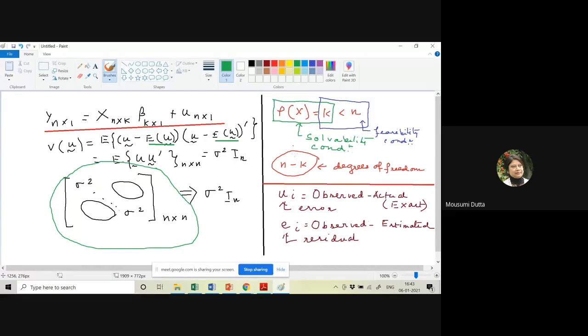Now, this can be presented by sigma square I n. If you take sigma square common from this matrix, we get the value 1 along the diagonal, and all off-diagonal terms are equal to 0. So we are getting sigma square I n. Is it clear to all of you?